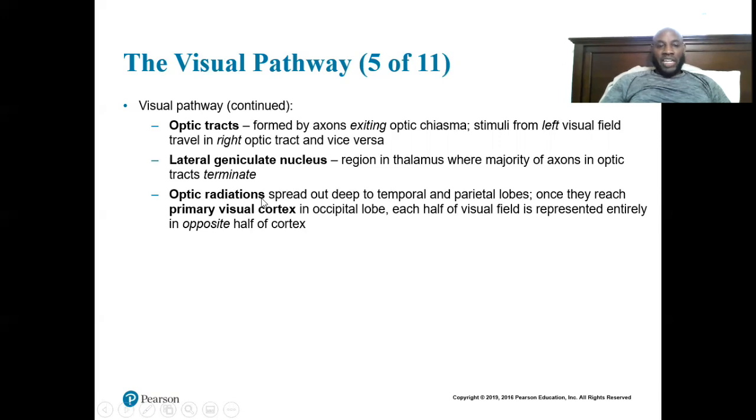Then we have the optic radiation spread out deep to the temporal and parietal lobes. Once they reach the primary visual cortex in the occipital lobe of your cerebrum, each half of the visual field is represented entirely in the opposite half of the cortex. So what you see from your right eye goes to your left cortex, and what you see from your left eye goes to your right cortex.